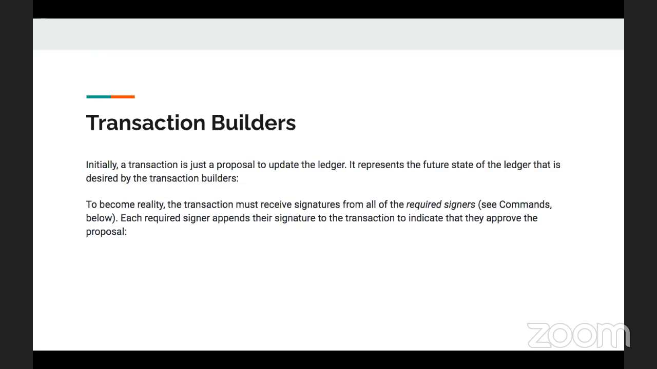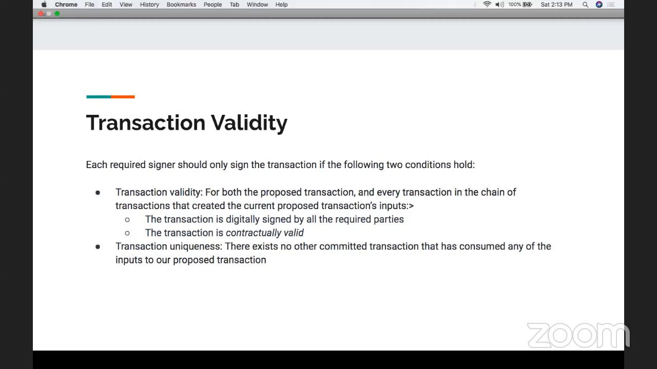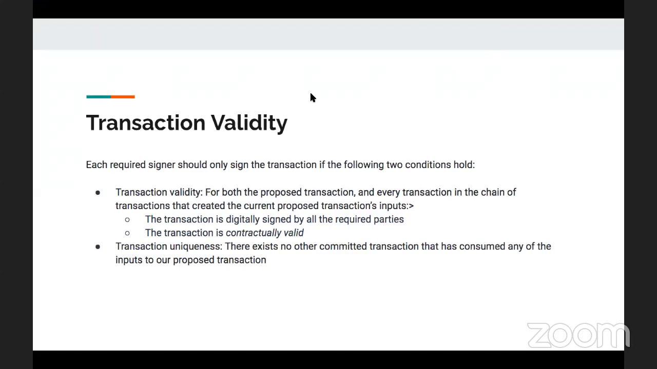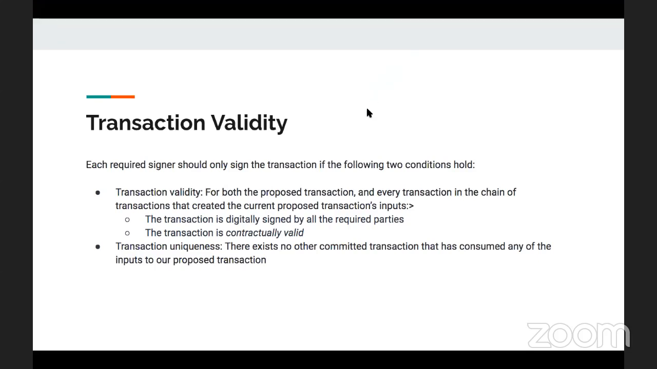We have seen how we collect the input to the contract through commands, right? We can use commands. Each required signer appends their signature to the transaction to indicate that they approve the proposal. Now comes the important part in validating transactions, right? Every signer required should be signing the transaction. So they sign the transaction when the mentioned conditions hold.